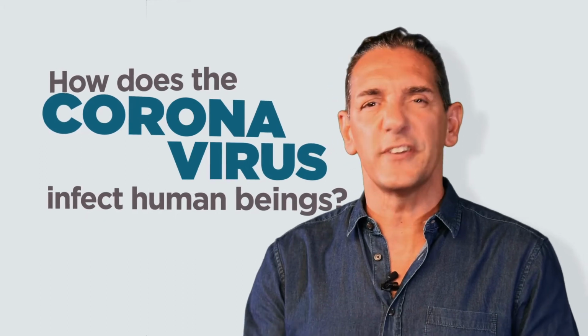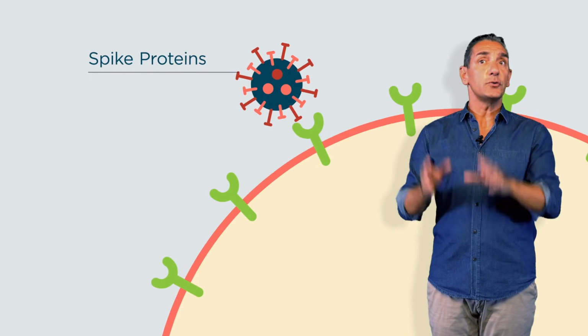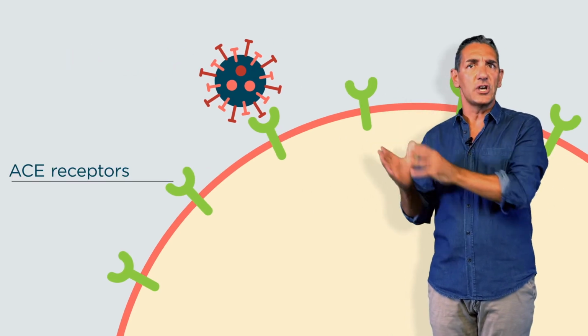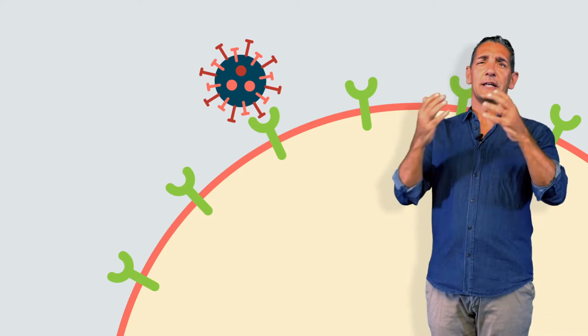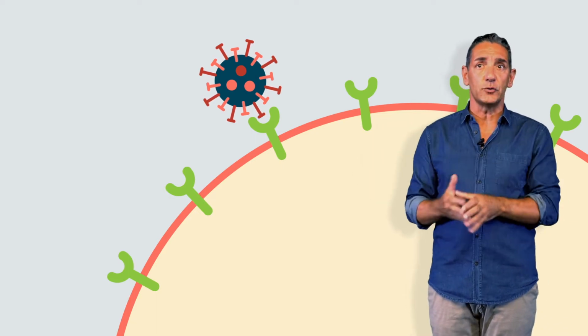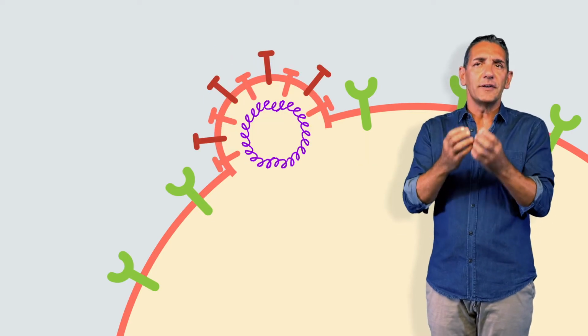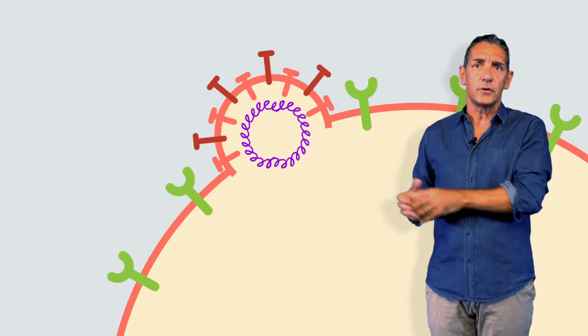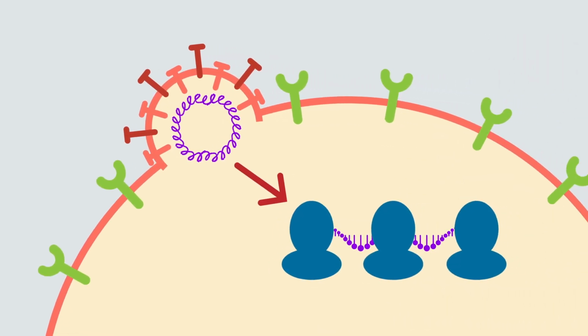How does the coronavirus infect human beings? Using spike proteins, the coronavirus binds to ACE receptors scattered all over the surface of human cells. The interaction between proteins on the virus's surface and proteins on the human cell's surface promotes the spread of the virus's genetic material inside our cells.